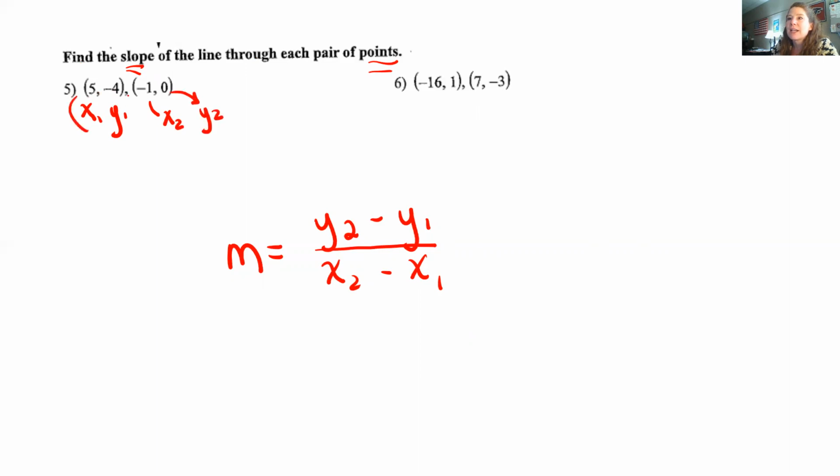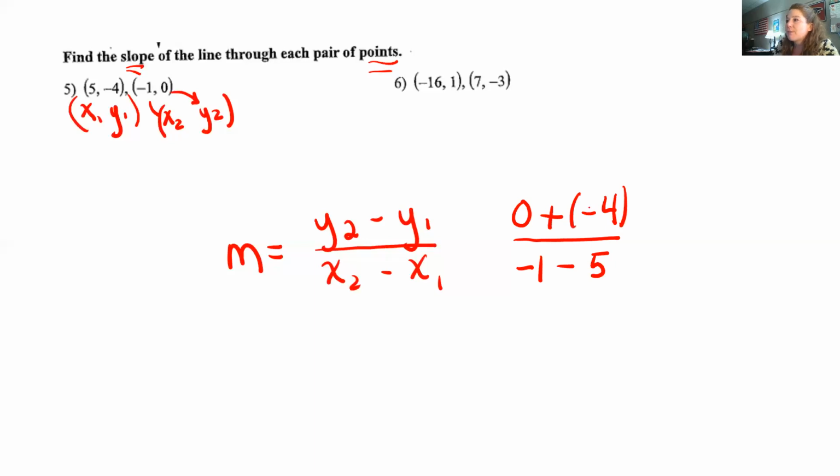It doesn't matter if I name these x2 and y2 and these x1 and y1, as long as you pair them appropriately. The 1s go with the 1s, the 2s go with the 2s. So now we're just plugging numbers into our formula. So y2 is 0, minus, always write a minus sign, y1 is -4. So don't drop a negative sign just because that y1 is a negative number. And then we're going to divide that by x2, which is -1, minus 5. Always make sure you put your y's over your x's.